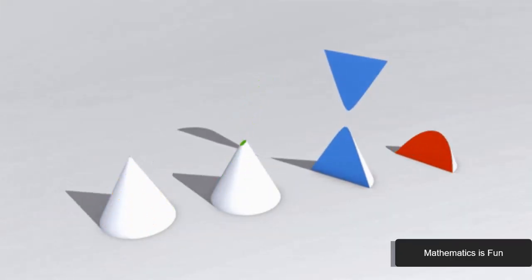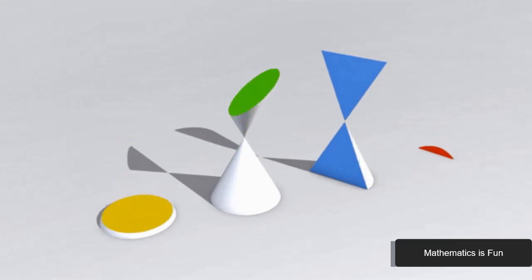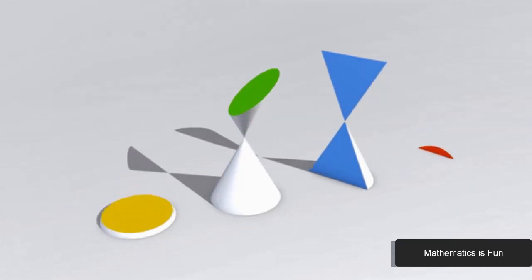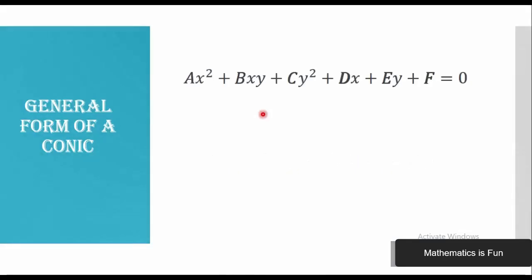In the last video, we discussed how various cross-sections of the cone may be constructed. So, in this video, we shall now talk about their graphs and equations. This is the general form of conics, and here these all are constants, out of which a, b, c, d and e are coefficients of x squared, xy, y squared, x and y respectively.